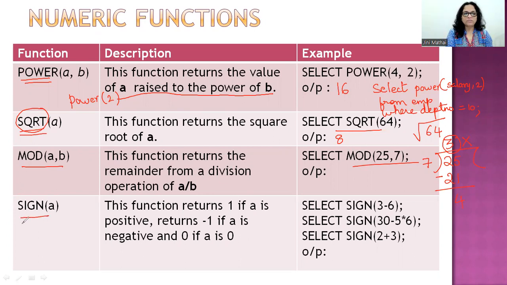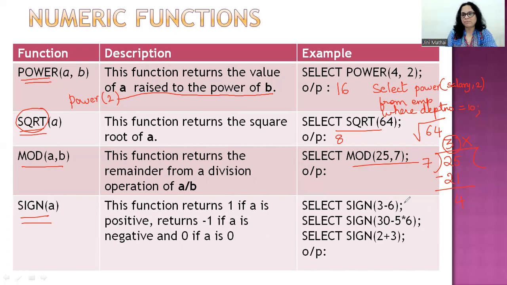Next, we come to a function named sign. What does this function do? This function only needs 1 element in the parenthesis. It looks at A and tells you what is the sign of A. That means, is it positive, is it negative, or is it 0? If A's value is positive, then the sign function gives me the answer +1 or just 1. If A evaluates to something negative, then the sign function gives me -1 as the answer. And if the value of A evaluates to 0, then the sign function gives me 0.